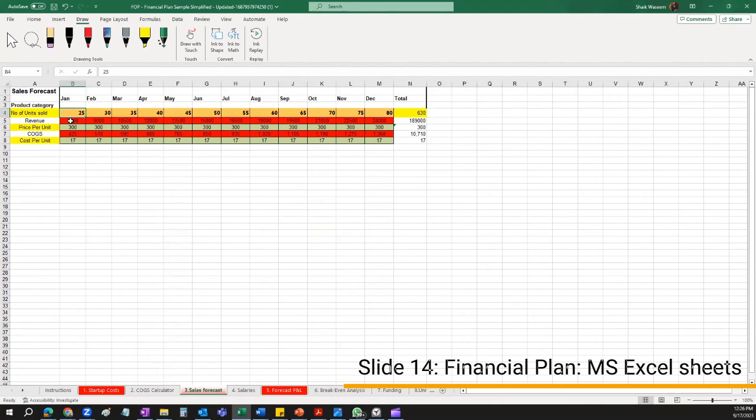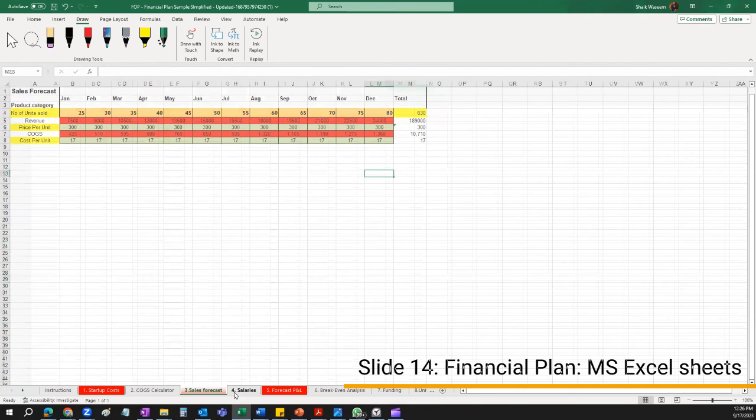We need to note that many cells are formulated here. We need to fill the number of units sold, the price per unit, and cost per unit. The rest, which are in the red, are automated. So as we fill month on month, we will be able to also see that the total has been generated in the column N.